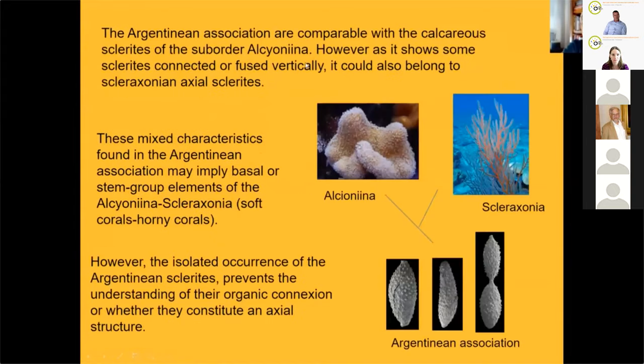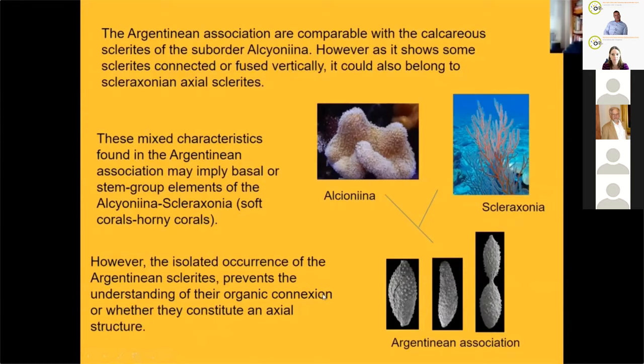So the Argentinian association is comparable with the calcareous sclerites of the suborder Alcyonina. However, as it shows some sclerites connected or fused vertically, it could also belong to the scleraxonian axial sclerites. So these mixed characteristics found in the Argentinian association may imply basal stem group elements of the Alcyonina and Scleraxonia, soft coral and horny cords. According to the age, Lower Ordovician, and as the oldest form of these groups, they could be the basal stem group of these two suborders.